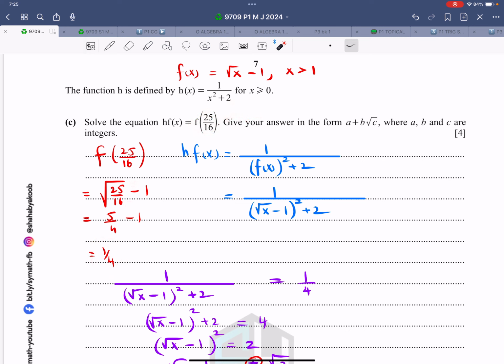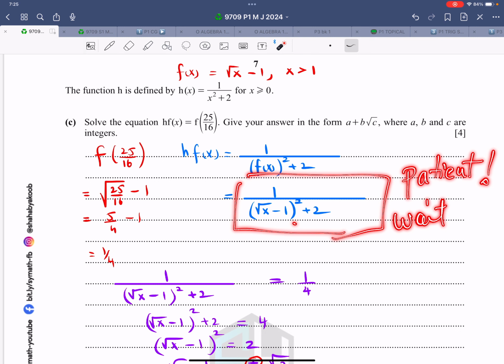So now let's take this f(x), let's plug in place of x in h(x), h of f(x), that is a composite function. So when I write this, I don't need to expand it, just be a little bit patient. Just wait and see, and let's see how things unfold.